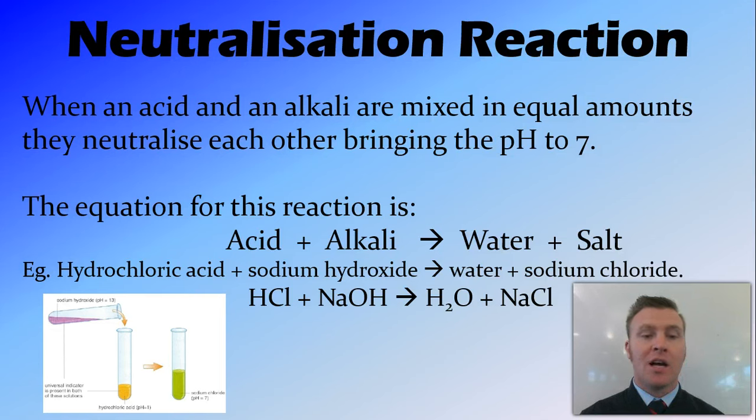So for example, hydrochloric acid produces hydrogen ions and chloride ions. Sodium hydroxide produces hydroxide ions and sodium ions. So the hydrogen ions are going to react with the hydroxide ions to form water, while the sodium ions are going to react with the chloride ions to form sodium chloride. And this sodium chloride will stay dissolved in the solution as ions.